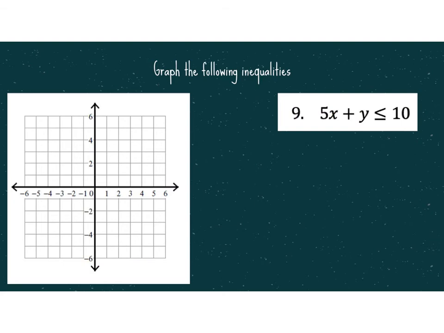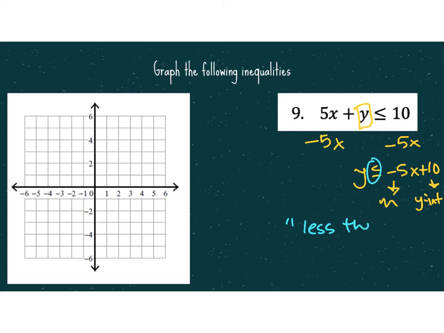Next one, 5x plus y is less than or equal to 10. So again, y is not alone right now. I need to get rid of the 5x, and I end up with y is less than or equal to negative 5x plus 10. So my y-intercept is 10, and my slope is negative 5. My inequality symbol is still less than or equal to. I didn't divide by any negatives, so I don't have to flip that. So that's less than or equal to.